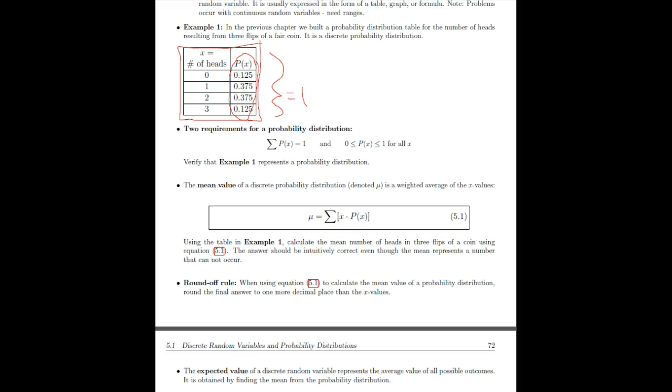One of the main things in this lesson is to calculate the mean of a discrete probability distribution. The mean of a probability distribution is really just a weighted average of these x values. We have a little formula here: mu is the sum of your x values times their associated p of x values. So basically the values and each value's corresponding probability. Let's use the table in example 1 to calculate the mean number of heads in 3 flips of a coin using this equation we just learned.